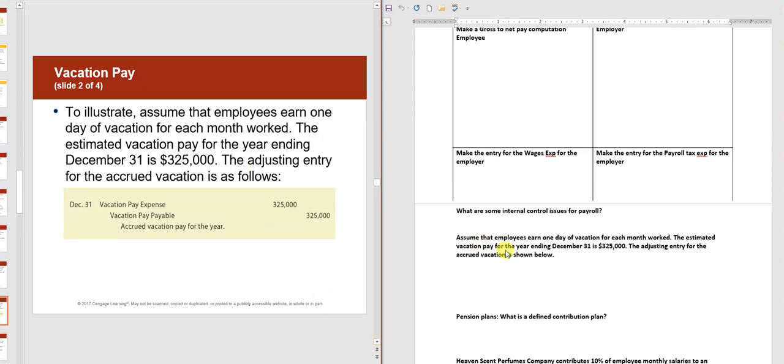So this one, assume that employees earn one day of vacation for each month worked. The estimated vacation pay is $325,000, so that's for all our employees. So I need in December to make this adjusting entry. Force the expense, credit payable. So if you would take a second and look at all your entries that you've done so far, and how many have debited an expense and credited a payable in some form or fashion, and that will also be throughout this chapter.